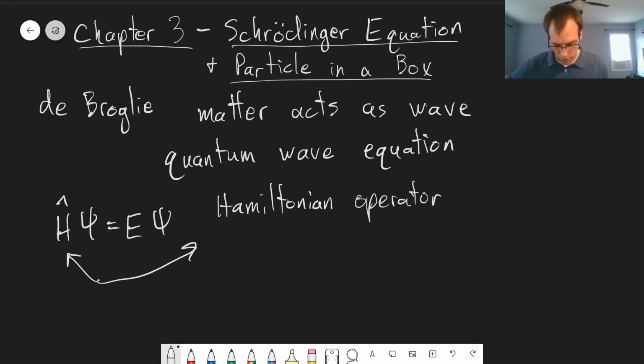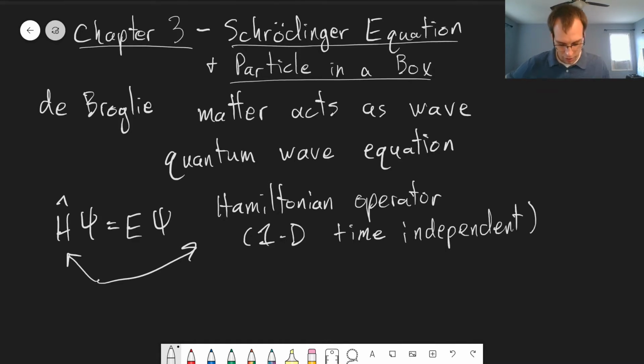And it takes the form, if we're looking at a one-dimensional problem where we're not worrying about time. So time independent. So if we were, say, in the classical example, if we just looked at the x part, and we ignored how things change over time, we can look at how the time dependence of this as well, and there's a time dependent Schrodinger equation, but we're not going to worry about that in this class. Keep things simple, relatively speaking.